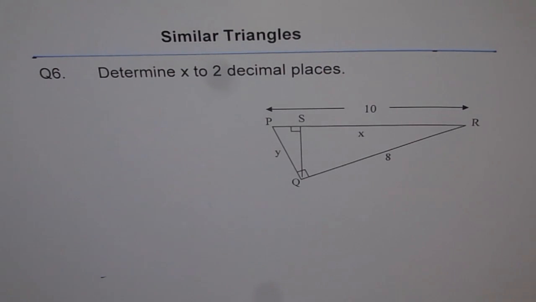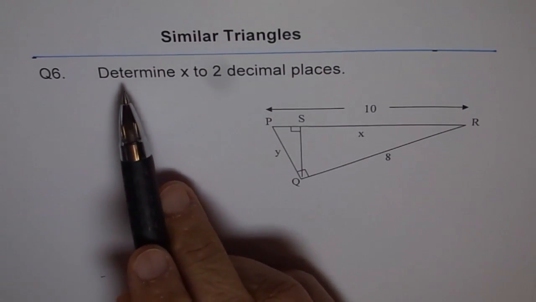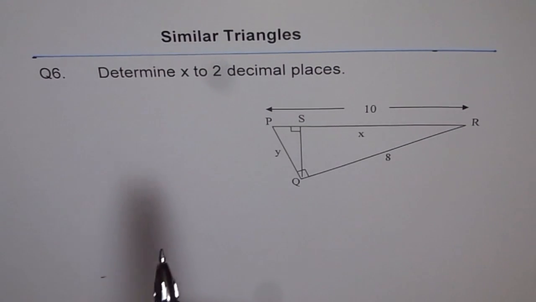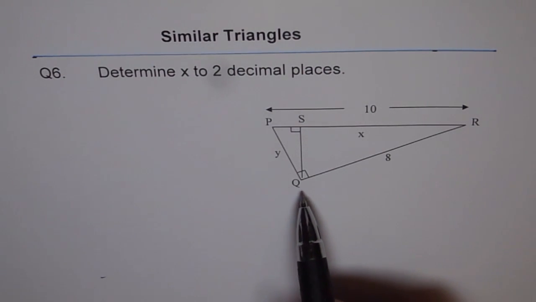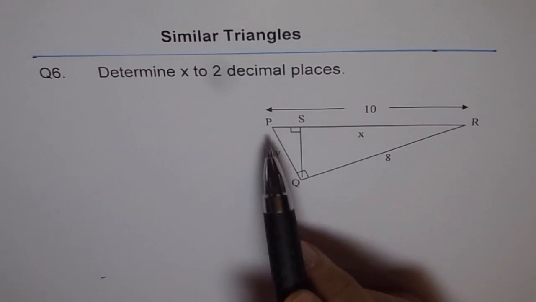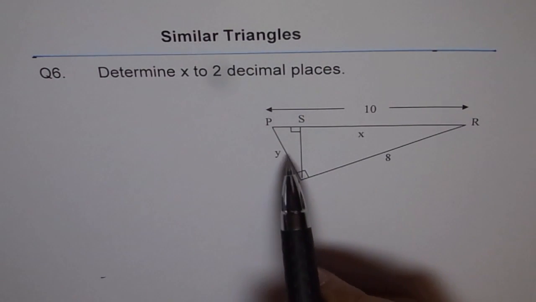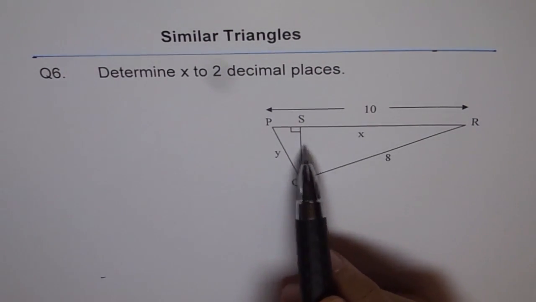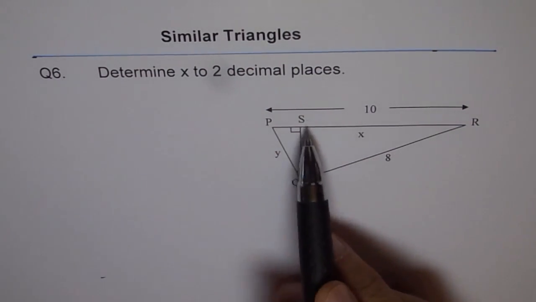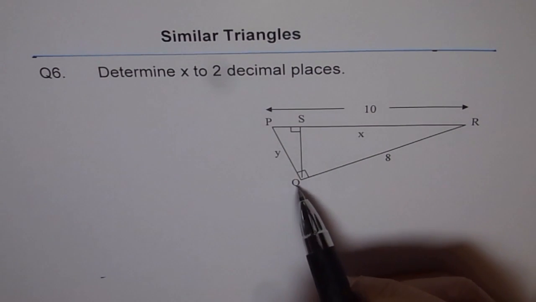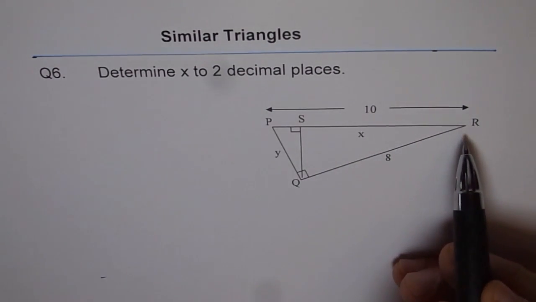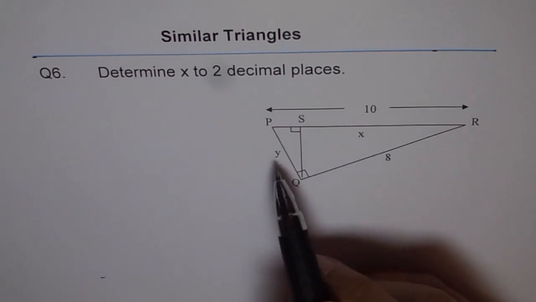Similar triangles, question 6. Determine x to two decimal places. Here we have a figure which has a big right triangle, PQR, and two small right triangles, PSQ and RSQ. In this we are given two sides, QR and PS. We need to find the sides x and y.